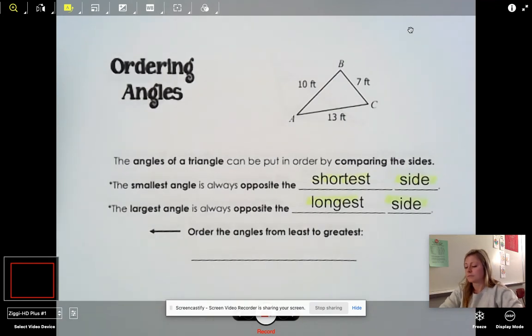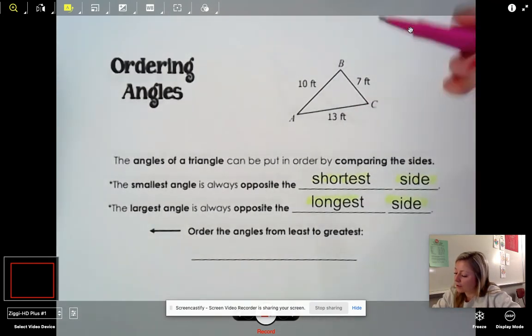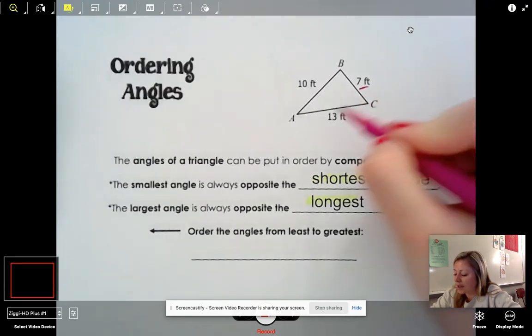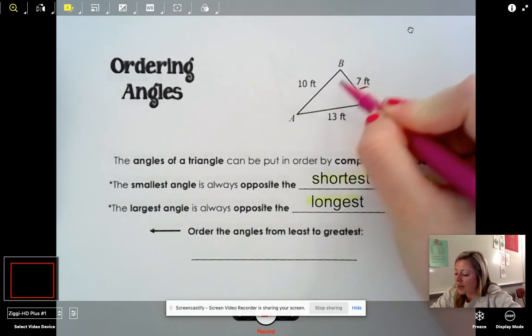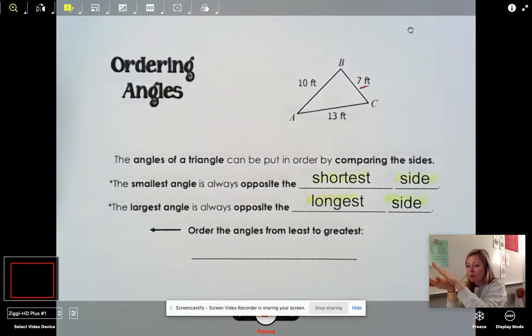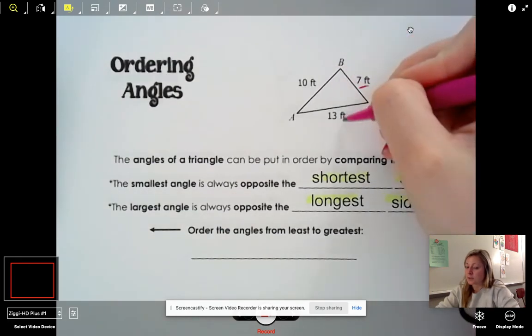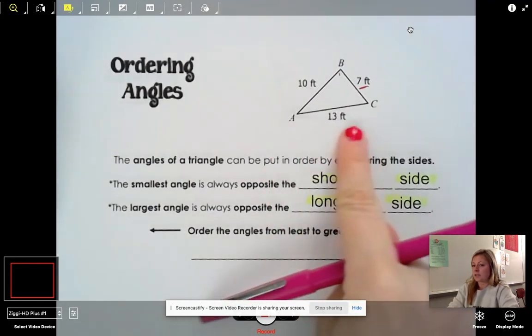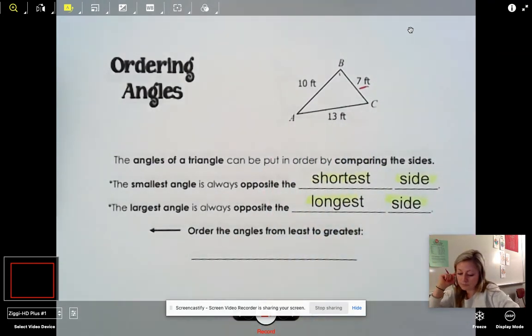If I'm looking here at my triangle, I notice that 7 is my smallest side. Doesn't it make sense that then angle A would have to be my smallest angle, because it's opened up the smallest to make that side of 7? Whereas B is across from our biggest side, so B has to be opened up the widest to form that side right there.